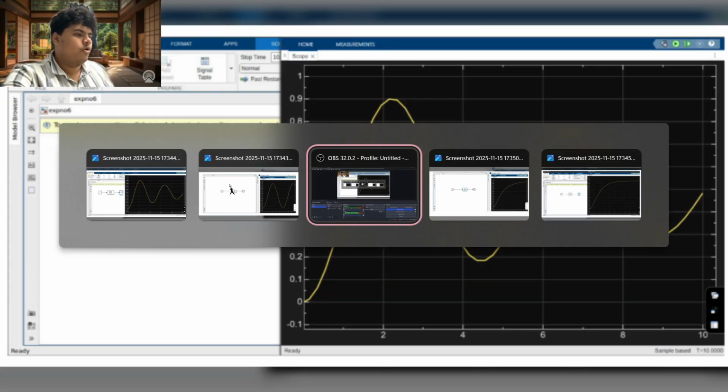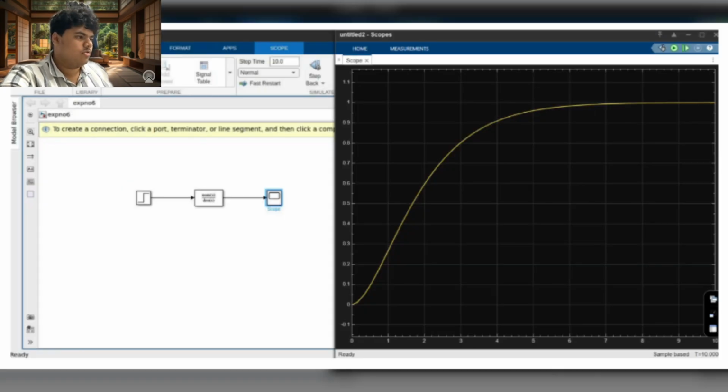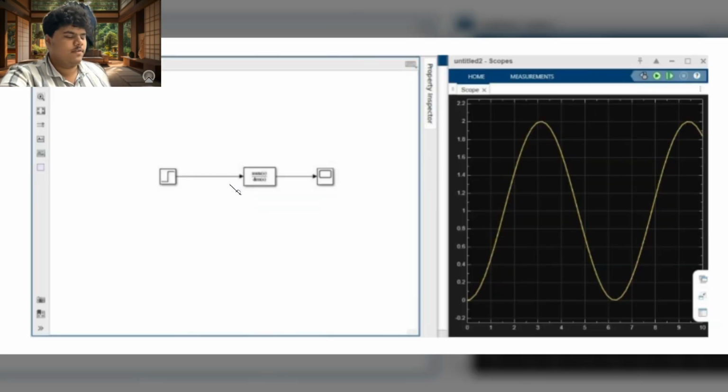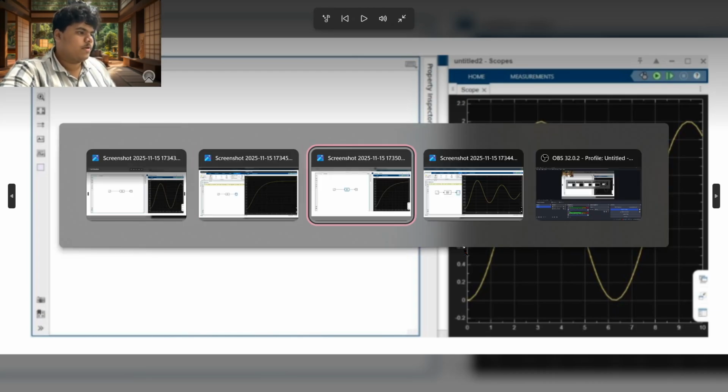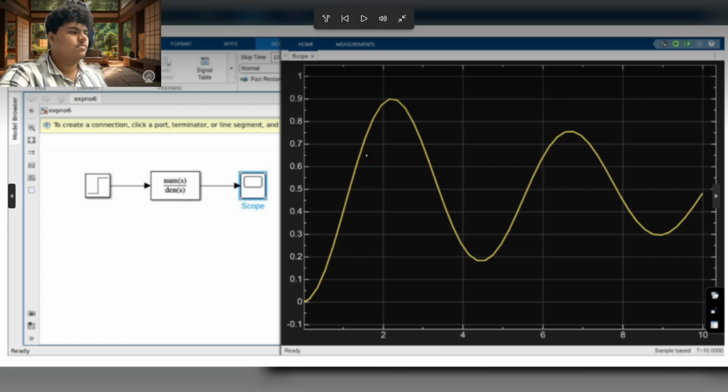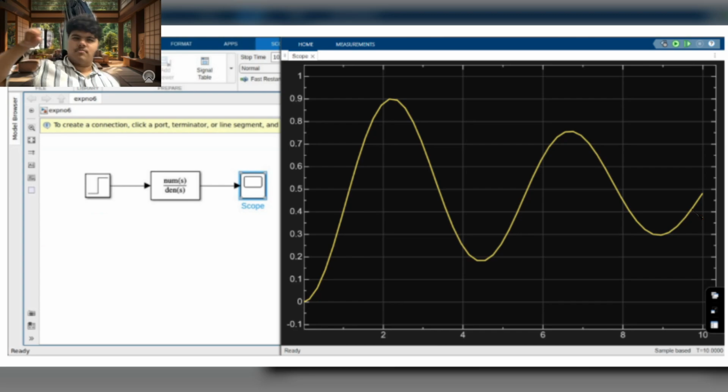Here you can see there are four cases. For example, in the first case, when zeta is 0, we have a sine-like graph. The system has no damping. The response is continuous, pure oscillation that never settles down or stops. It goes up, goes down, goes up again.